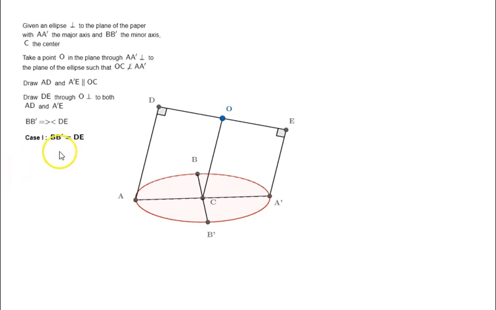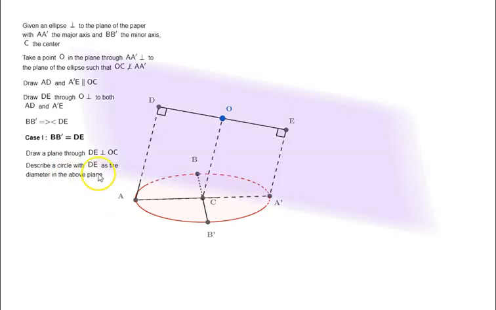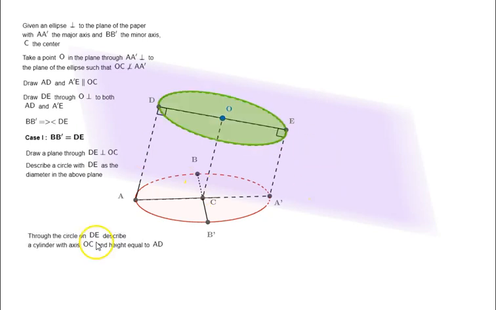So case 1 is BB prime equal to DE. Draw a plane through DE perpendicular to OC. Describe a circle with DE as the diameter in the above plane. So in this plane, DE we treat as a diameter and draw a circle around it. Describe a cylinder with axis OC and height equal to AD. This would be the cylinder whose surface passes through the given ellipse.